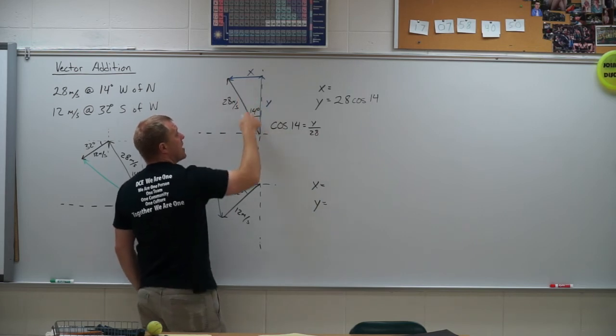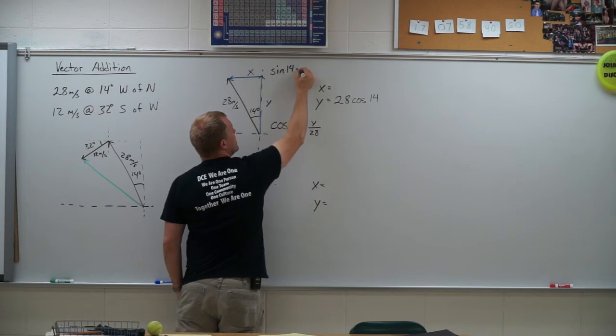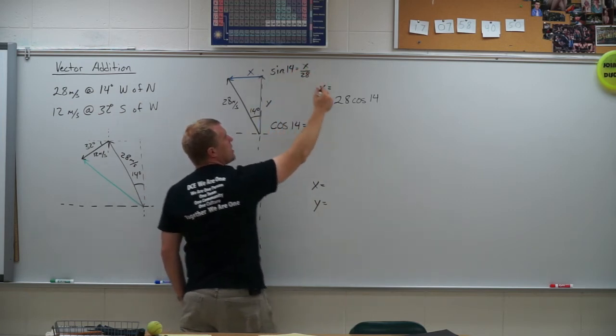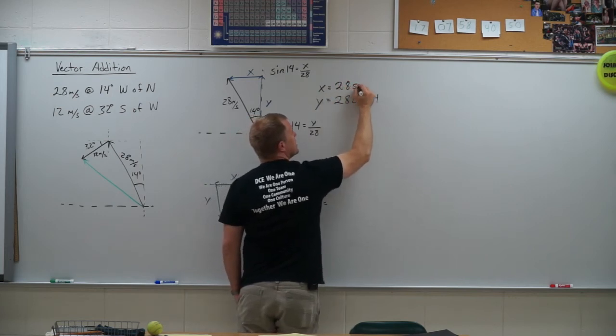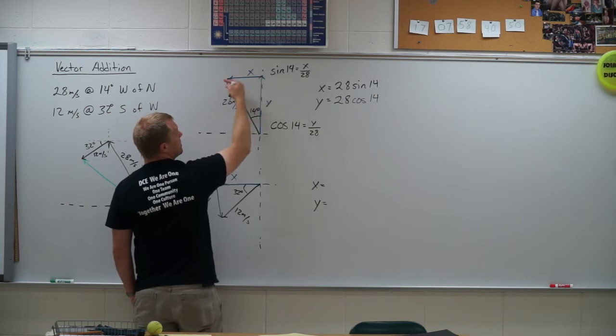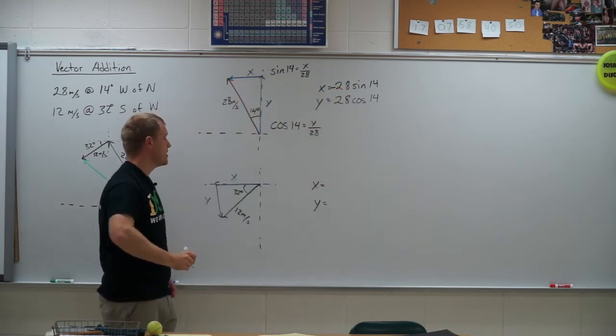Next, my x, it's opposite, so I'm going to use the sine. So the sine of 14 is equal to the opposite divided by the hypotenuse. Multiply the 28 over, so I have 28 sine of 14. And then I've got to add my direction. It's pointing to the left, so I need a negative sign there. Don't forget to put those directions on.